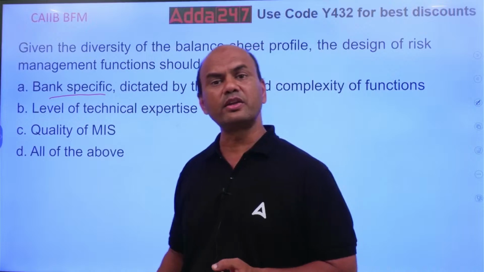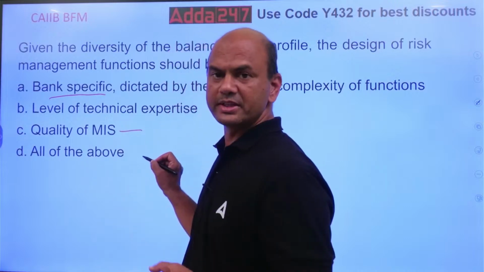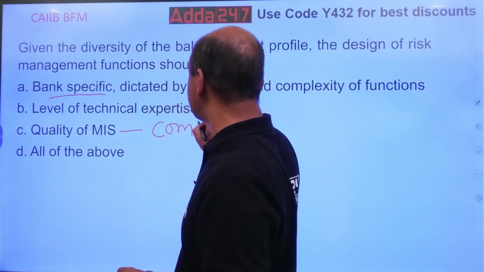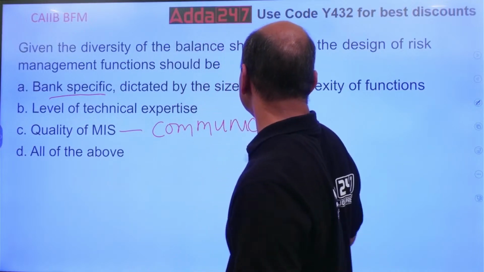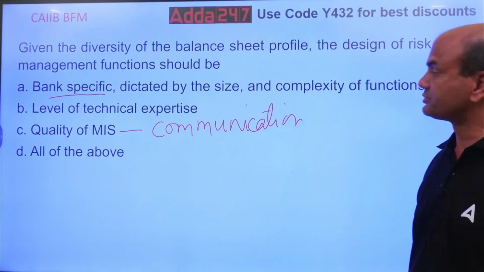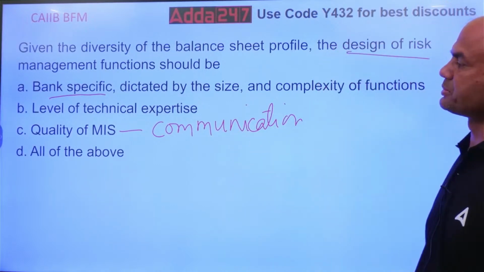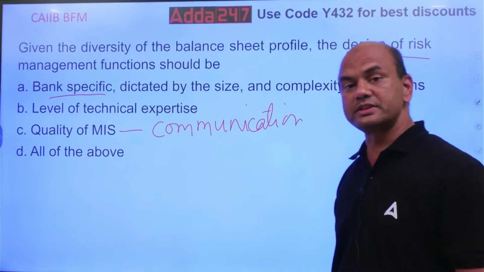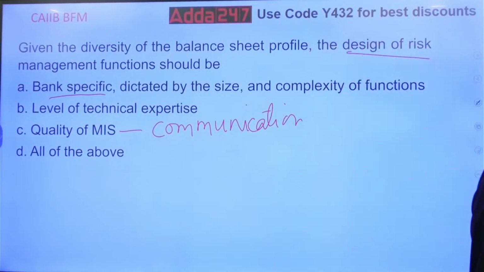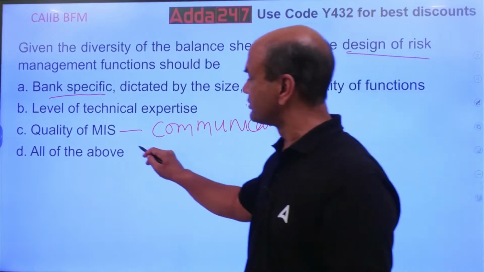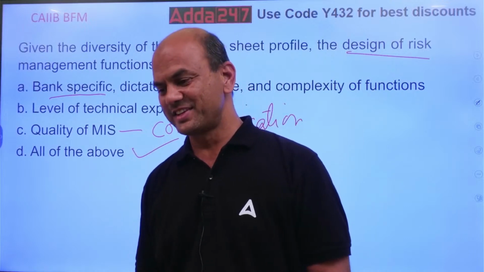And quality of MIS. Quality of MIS means what? How fast the communication flows. Here, main job of MIS is what? Communication. How fast the communication flows. Okay? Quality of MIS. Got it? So what is the basic design of this risk management? Is it ABC or is it all of the above? Let me see in the comment section. It is all of the above, right? It is all of the above. Got it, everyone? Next.